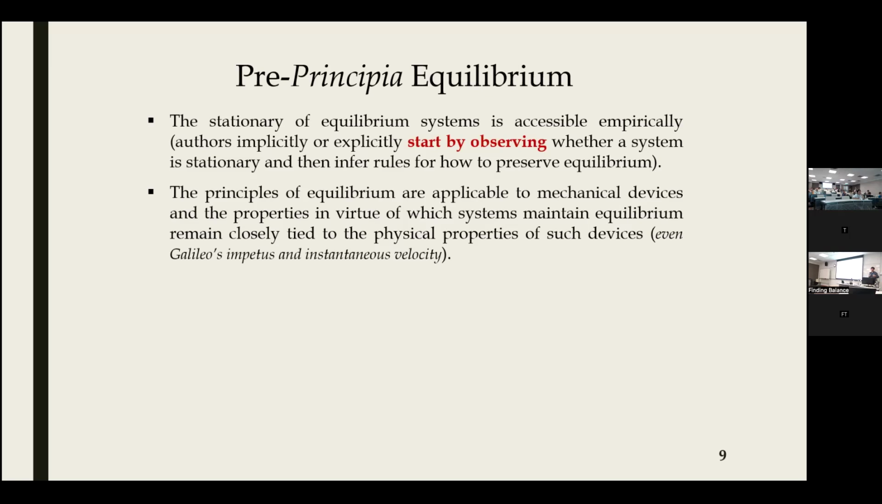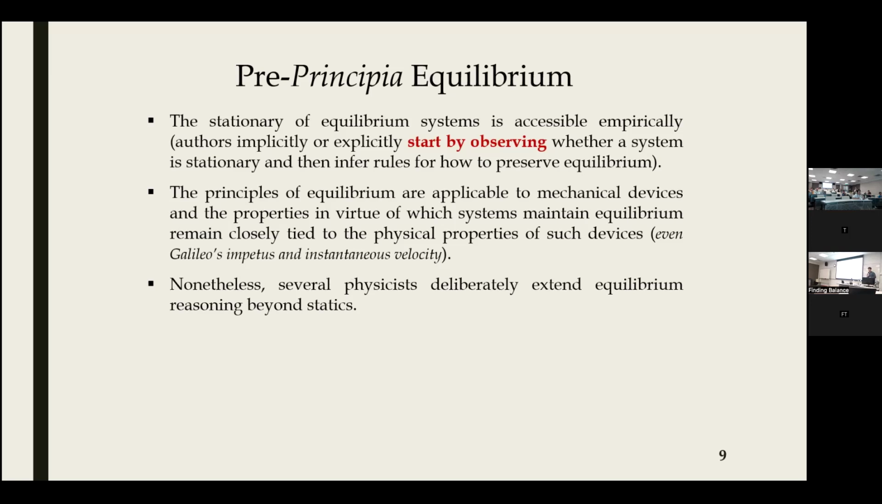The principles of equilibrium in these cases are applicable, usually strictly to mechanical devices, and the properties in virtue of which the equilibrium is maintained are generally tied to the physical properties of such devices, such as the length of the fulcrum or the weights hanging from a pulley and so on and so forth. And that is in some sense true even of Galileo's impetus and instantaneous velocity, because the inclined plane is used in the pendulum, because given the complexity of air resistance, we can't really study it outside of those contexts. And Galileo doesn't make a great effort of trying to recover the motion under such complicated circumstances.